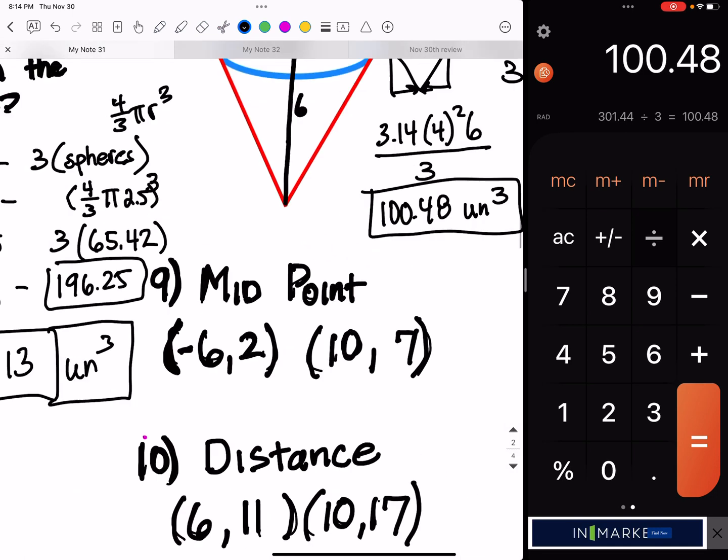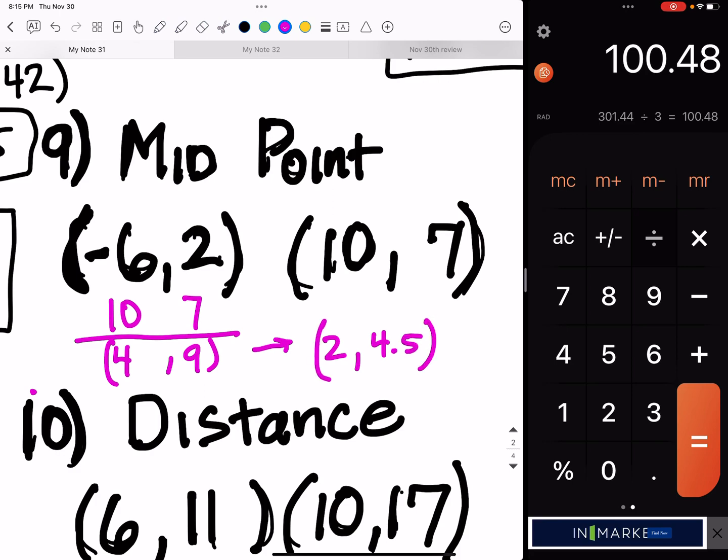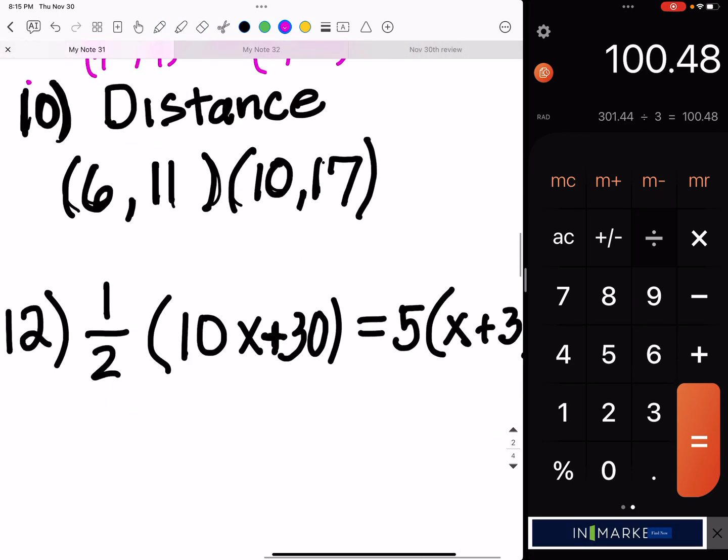Okay, midpoint. Still liking Delaney Sullivan's way. We're going to add them together. When we want to find the middle, combine them. Negative 6 and 10 is positive 4. 2 and 7 is 9. But now I have to split them in half to find the middle of that. So that's 2, 4.5. There we go.